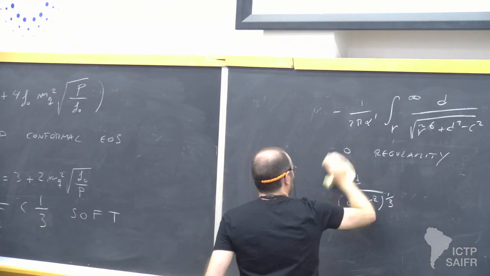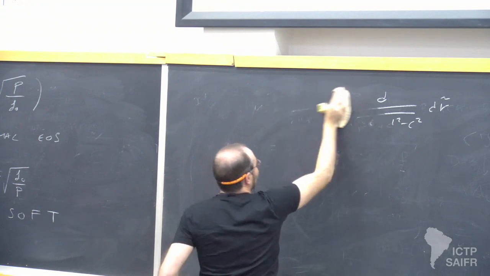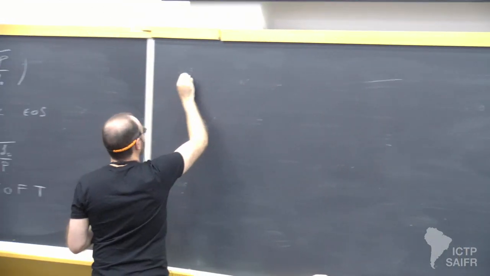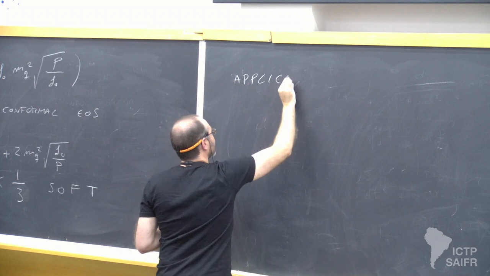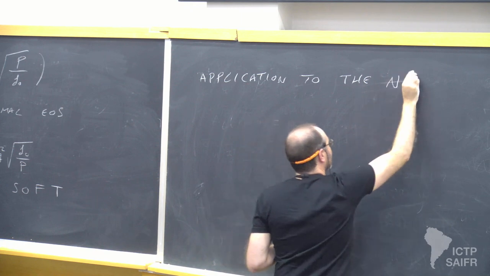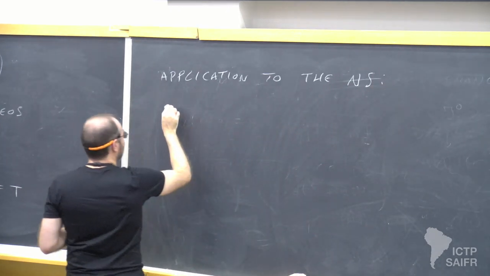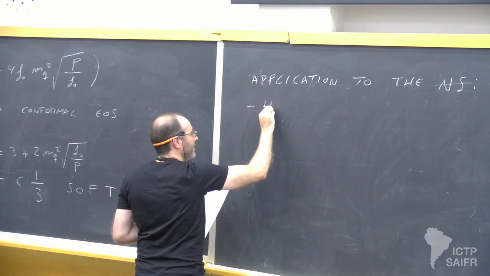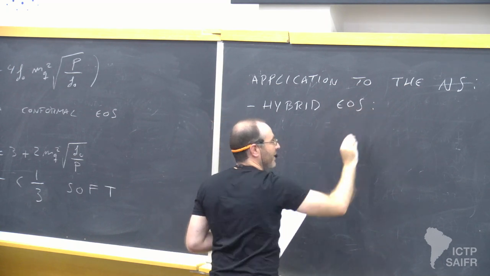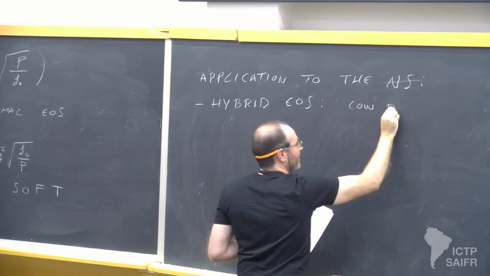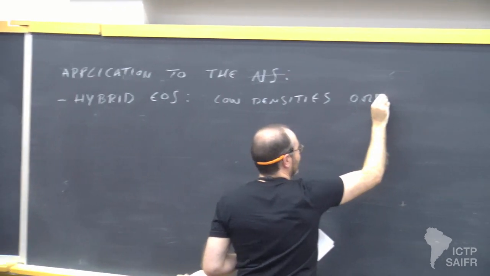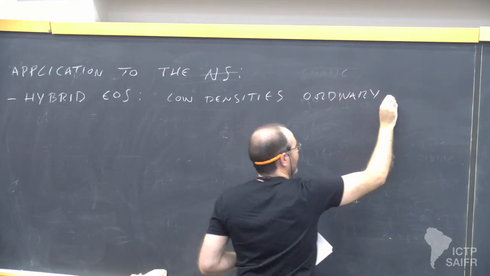Okay. So now let's see what happens when we try to apply this to the neutron stars. First of all, we are going to consider some hybrid equation of state where at low densities we just have ordinary nuclear matter equations of state.